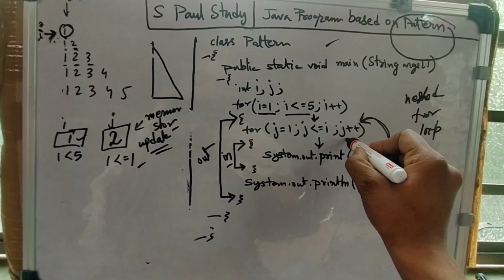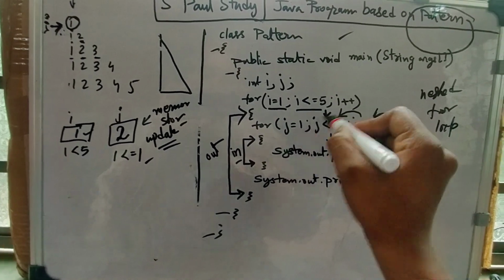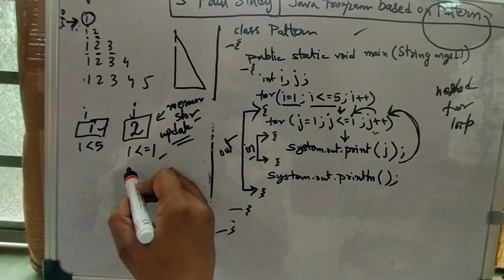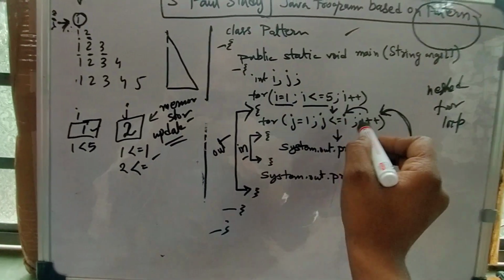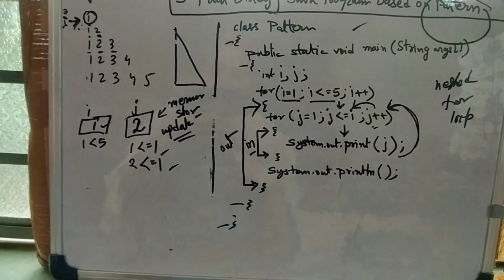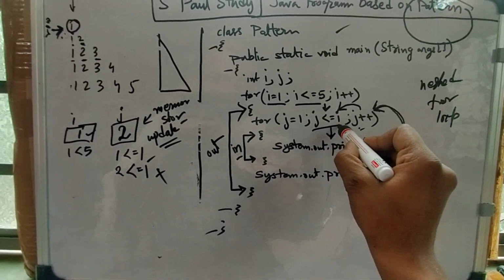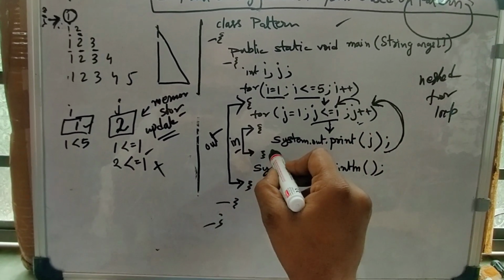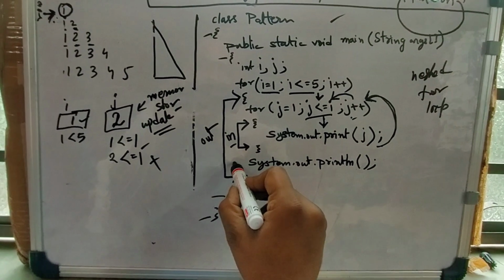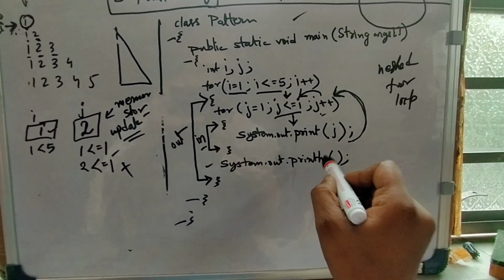Once the value of j is 2, it will move to the condition part where we have to check: j's value is 2, less than or equal to 1, where i is 1. Is this correct? No, this is not correct. Since the condition doesn't match, the loop ends here.